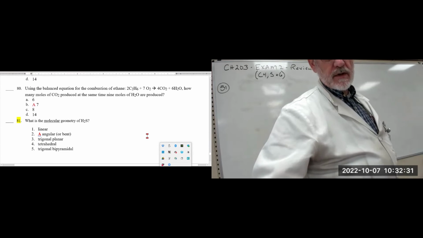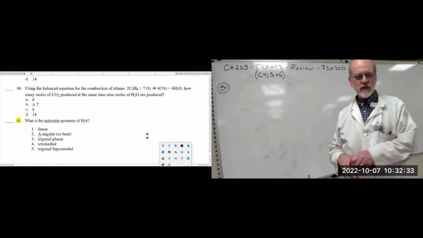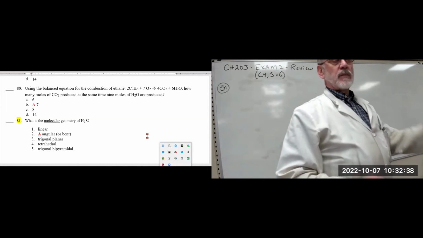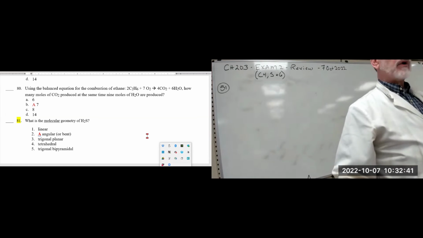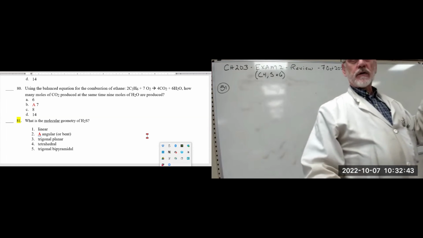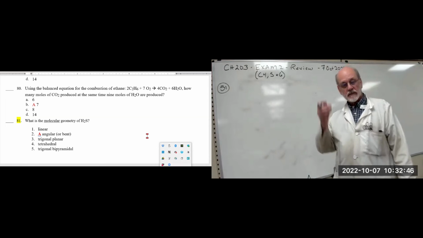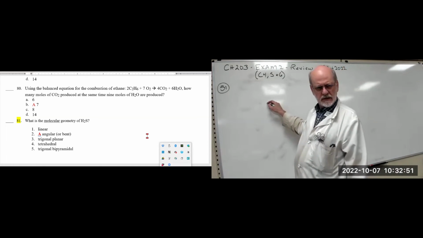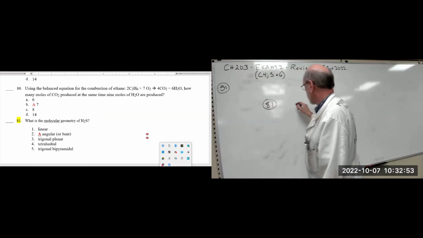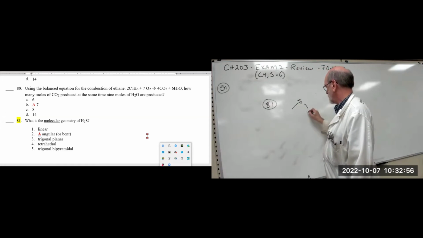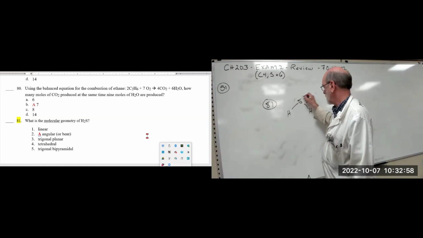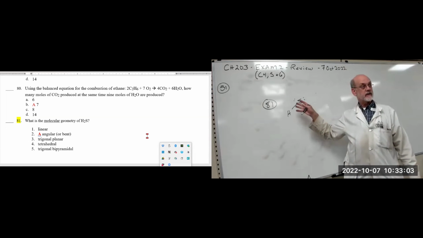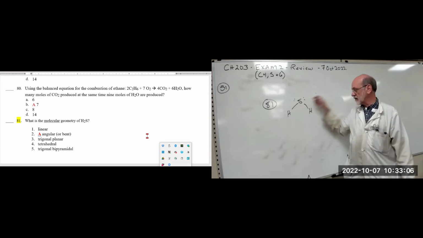Work backwards. What's the molecular geometry of H2S? H2S is like H2O because sulfur and oxygen are both in the same family. So it's going to be a bent molecule. If you draw the Lewis dot structure, it's going to look like, let's see, 81. It's going to look like that, which means electronically it's a tetrahedron. But if you cover up the lone pairs, you get a bent molecule.